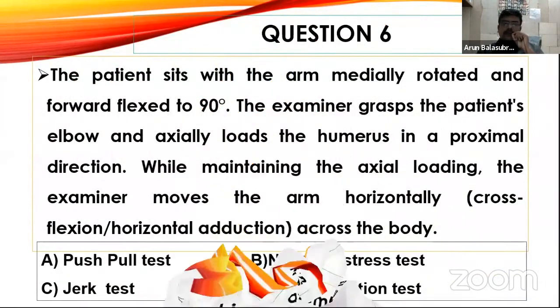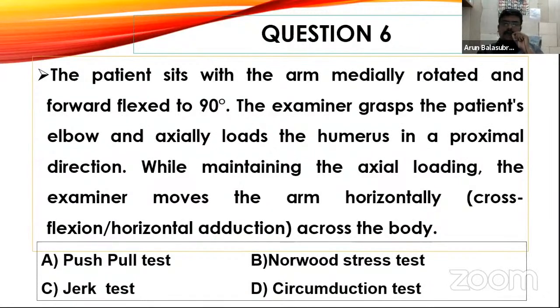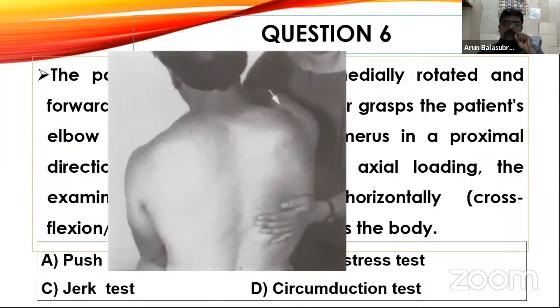Right, the sixth question: the patient sits with the arm medially rotated, forward flexed to 90 degrees. The examiner grasps the patient's elbow and axially loads the humerus in a proximal direction. While maintaining the axial loading, the examiner moves the arm horizontally across the body, cross flexion or horizontal adduction. I will show the picture of what the examiner does. The examiner holds the patient's arm and pushes backwards. That is a simple explanation.